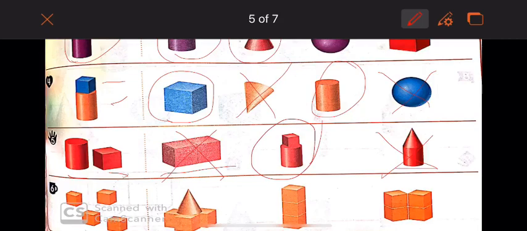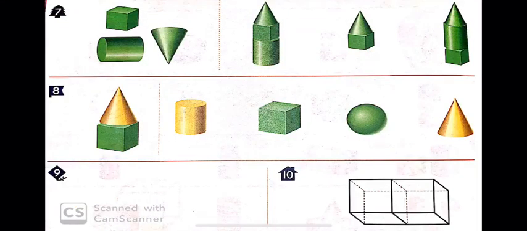Number 6, they gave you 4 cubes. Which shape can they build? Is it this one? No, these are 3 cubes. Is it the last one? Yes, these are 4 cubes. Let's move on to the next page.